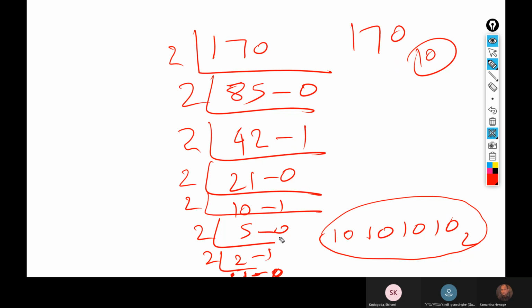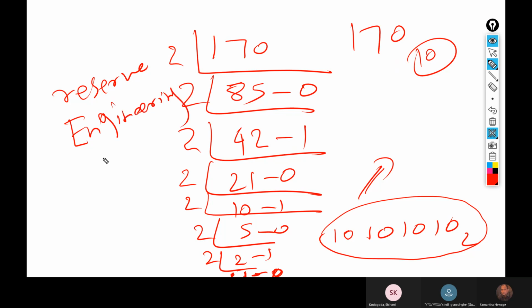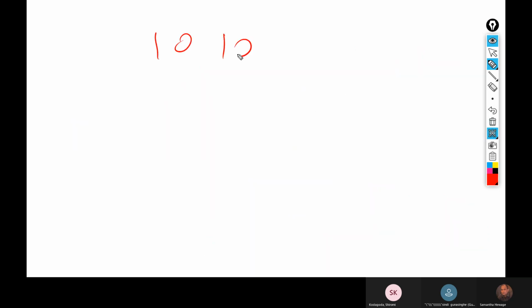I think you are aware of these things. Now if you want to know exactly whether this is right, we can go back and do the reverse. We call that reverse engineering. How do you know whether it is correct or not? So we have an option called reverse engineering. We will do the reverse engineering here. 10 10 10 10 10, right?